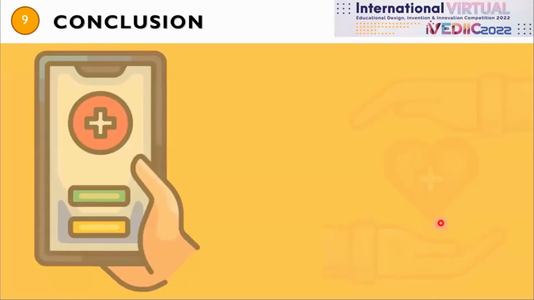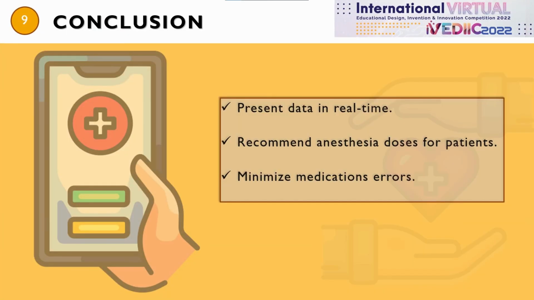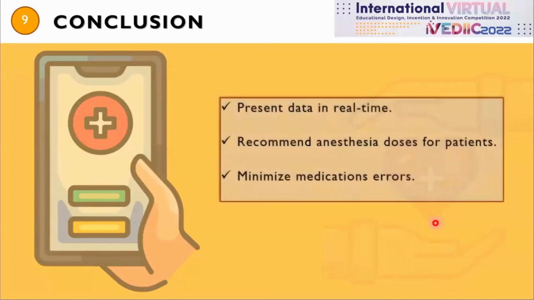As a recap for today, the real-time system for anesthesia dosage will recommend doses to all of the patients, no matter if it is a minor or a long operation. By using big data analytics, it could also minimize any medication errors as well.